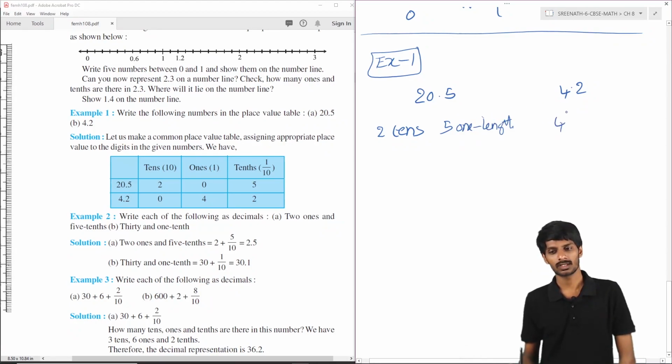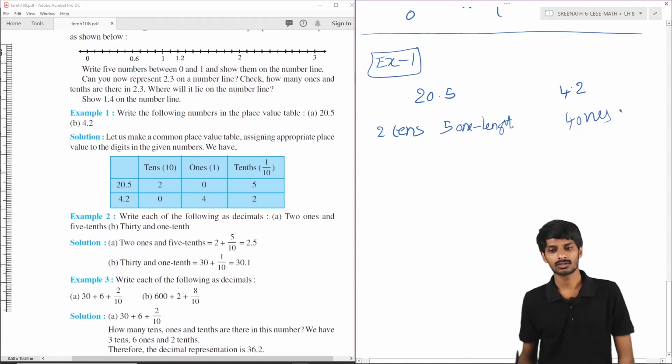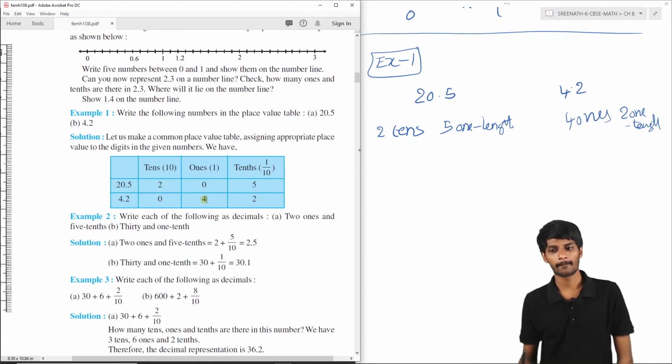Now 4.2. Okay students, so it is not 4 tenths, it is 4 ones and 2 1 tenths. That's why you will represent 4 in the ones place. There is nothing in the tens place, and in the 1 tenths place it is 2.